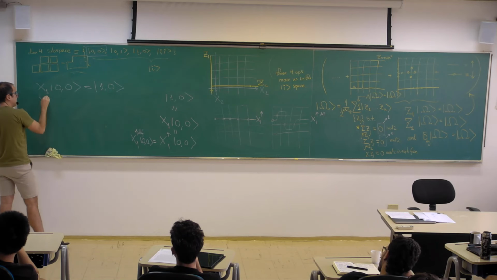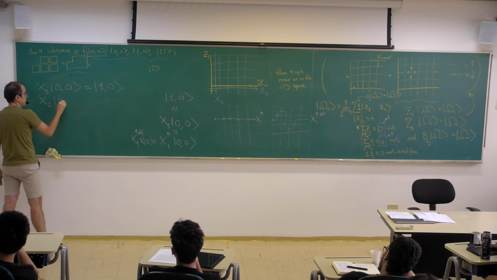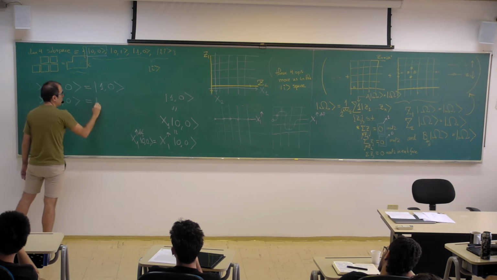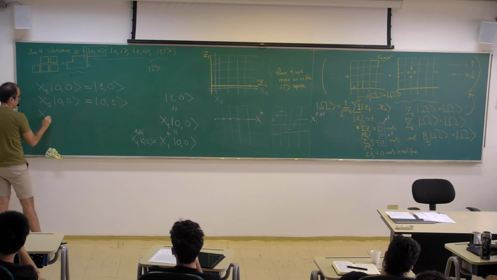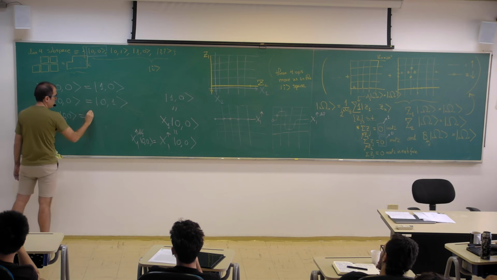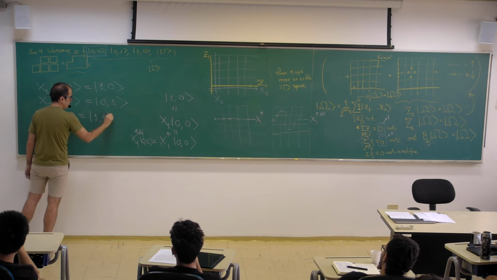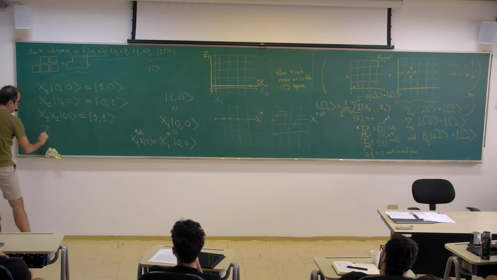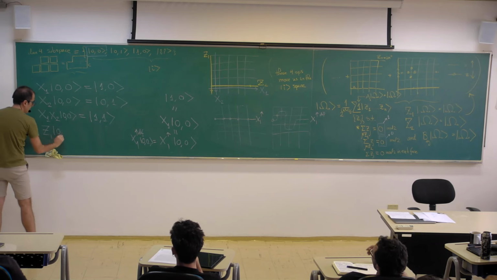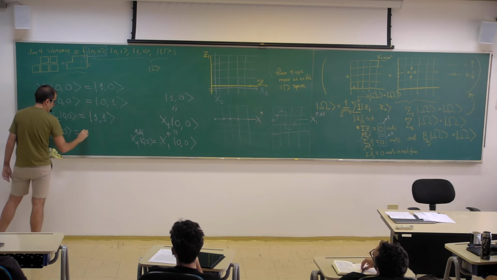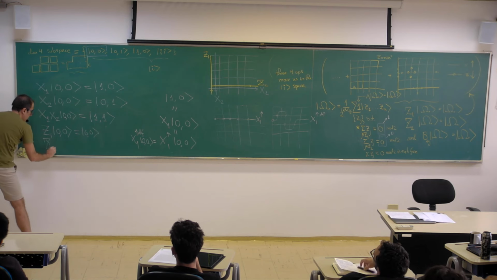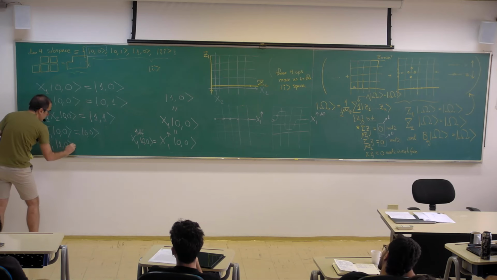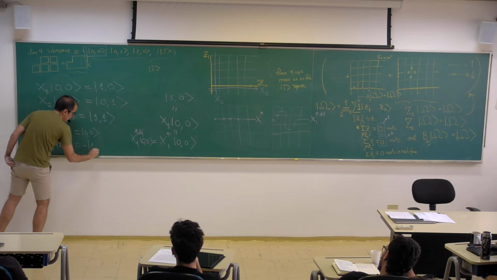If you acted with x2 on 0, 0, you would get 0, 1. If you act with both x1, x2 on 0, 0, you will get 1, 1. If you act, for example, with z1 on 0, 0, like we said, you get 0, 0. If you act with z1 on 1, 0, you get minus 1, 0.